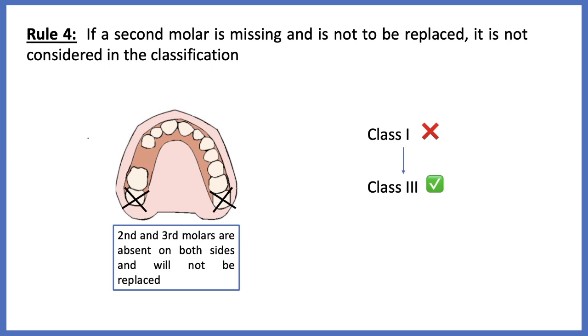Rule 4 states that if a second molar is missing and is not to be replaced, it is not considered in the classification. In this example, the second and third molars are absent on both sides and will not be replaced, so it will be classified as Class 3 instead of Class 1.